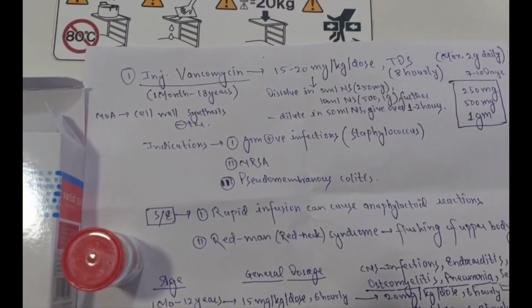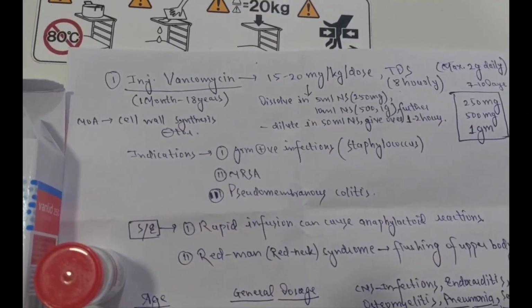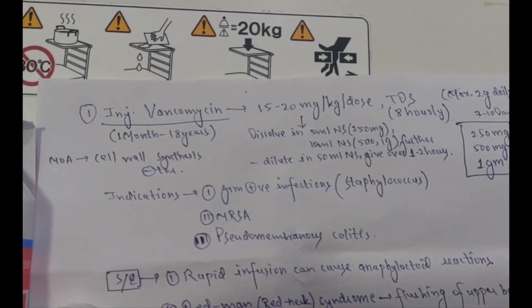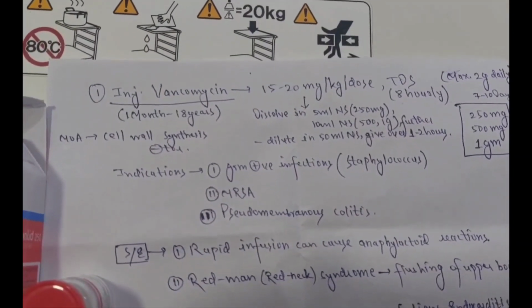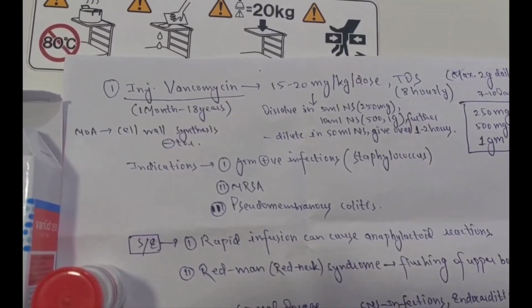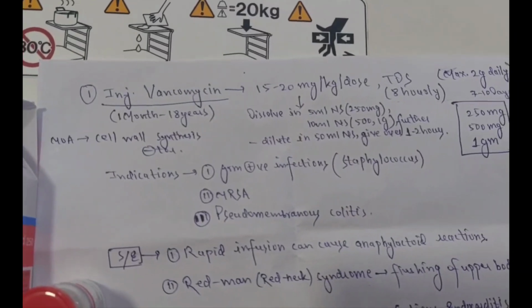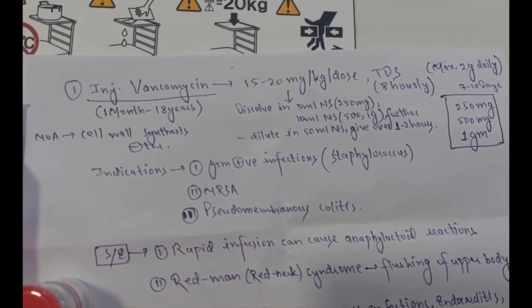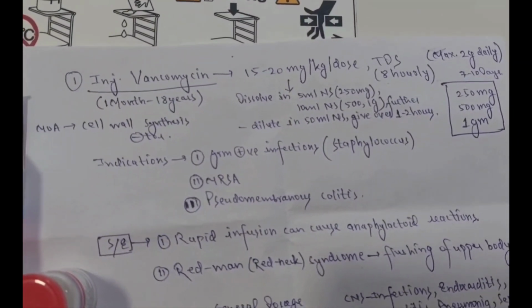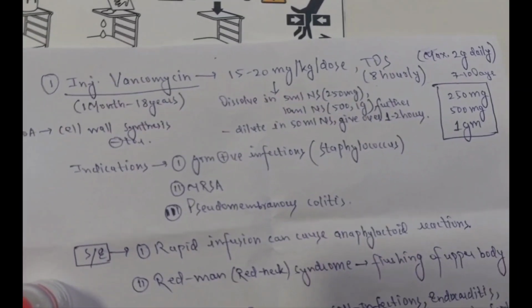So the dose is 15 to 20 mg per kg per dose, TDS, that is 8 hourly. Maximum we can give is 2 gram daily, and we have to dilute it in 5 ml NS if we are using a 250 mg vial, and if you are using a 500 mg or 1 gram vial, then we have to dilute in 10 ml NS, and further we have to dilute in 50 ml NS to make it a total of 50 ml, and we have to give it over 1 to 2 hours. This is very important. We have to give it for 1 to 2 hours.